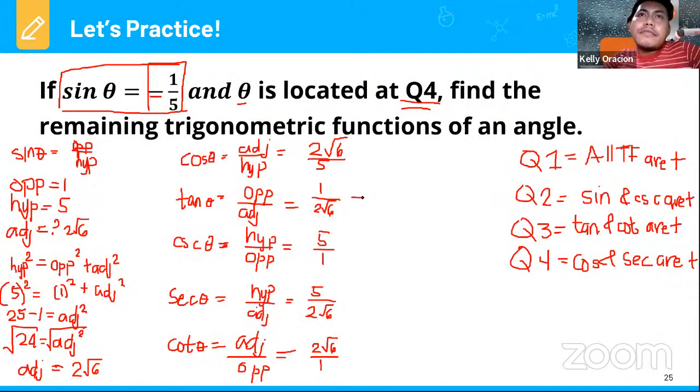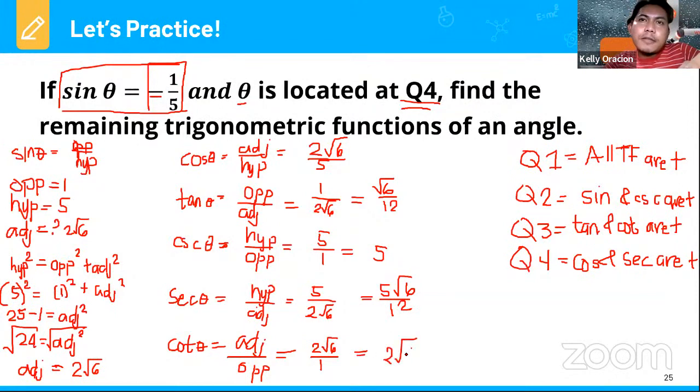So in this case, this is square root of 6 over 12. This one is 5 square root of 6 over 12. And lastly, this one, 2 square root of 6. Okay? Review your lesson about rationalizing.